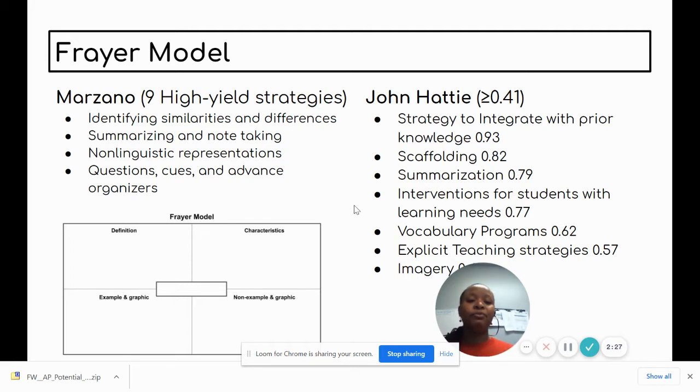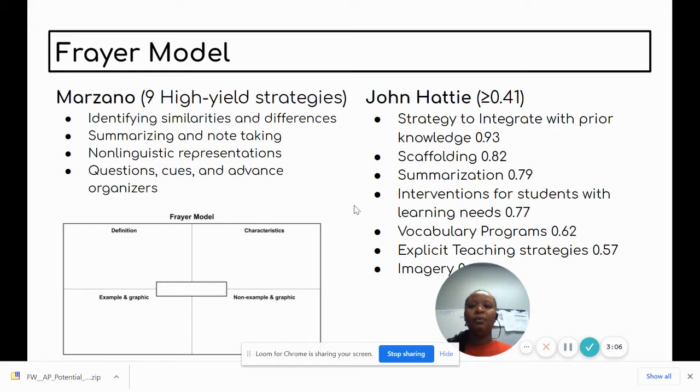So Frayer models help you to integrate prior knowledge. It's a means of scaffolding instruction. It requires students to summarize, just like in Marzano's nine strategies. It is a good form of intervention for students who have learning needs. And it is a tool that's used for vocabulary acquisition, to help students embrace vocabulary and internalize it. It's an explicit means of teaching, and it uses imagery. So it hits so many points in this small activity.